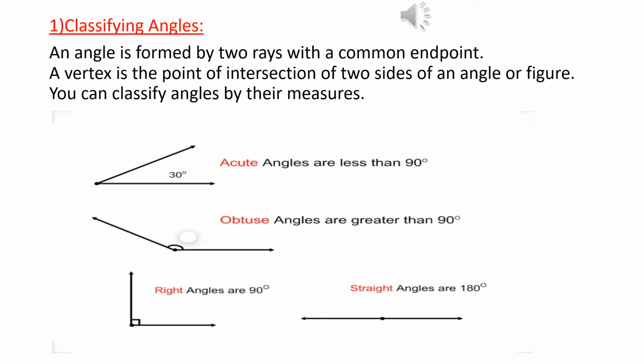Classifying angles. An angle is formed by two rays with a common end point. A vertex is the point of intersection of two sides of an angle or figure. You can classify angles by their measures. Acute angles are angles that are less than 90 degrees. Obtuse angles are angles that are greater than 90 degrees. Right angles are 90 degrees. Straight angles are 180 degrees.